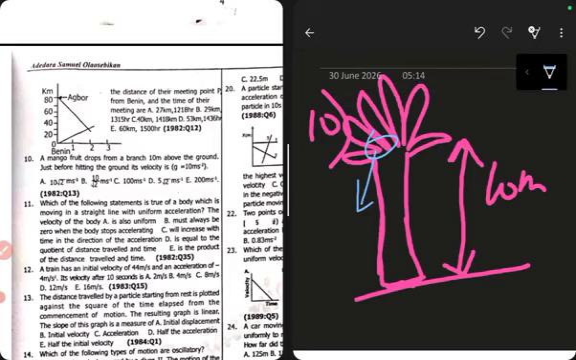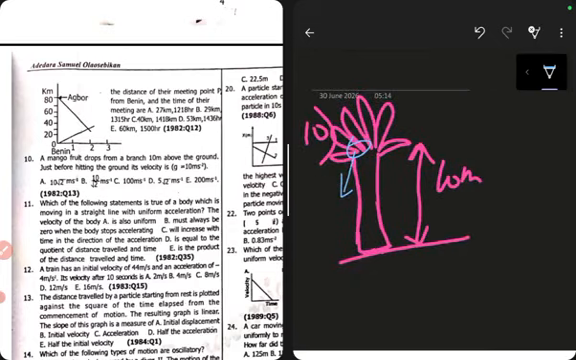Now, just before hitting the ground, its velocity is what we want. That means the distance it is going to cover is 10 meters. That one is already certain. Since it is falling from a branch, initially it was at rest, because the mango was on the branch of the tree before it decided to fall. And since the distance from that branch to the floor is 10 meters, nothing is stopping it like the other question. So the distance that it will cover is 10 meters.